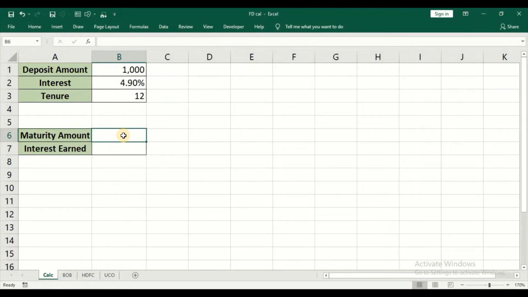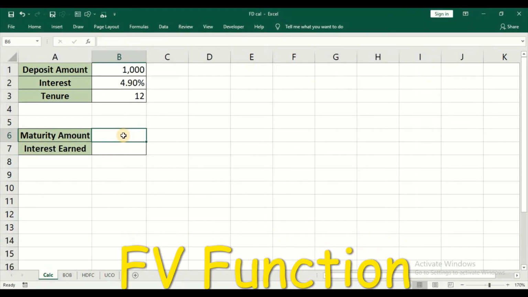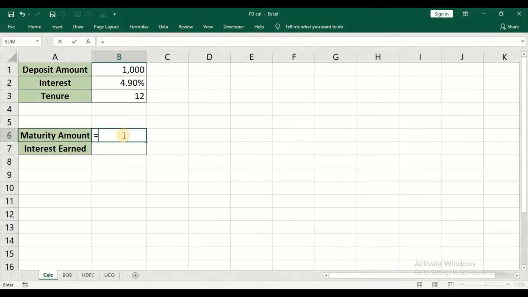So in order to calculate maturity amount, we are making use of a simple function in Excel, which is FV or future value function. So start off with equal sign and make use of FV function. Open brackets. First it is asking for the interest rate. This is for 1 year. So in order to convert it to month, just divide it by 12, comma, NPER is nothing but the tenure of the deposit, comma, I do not have PMT, so in order to skip that, just add comma.